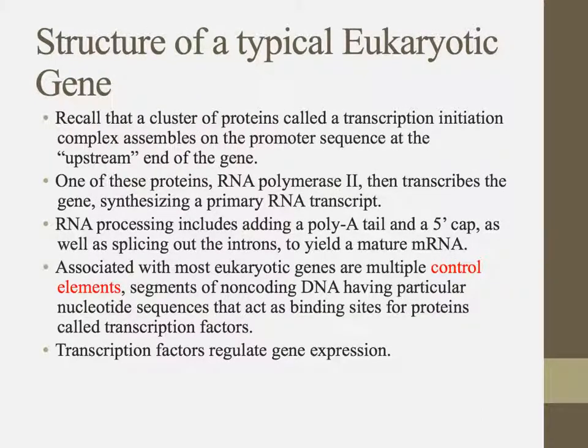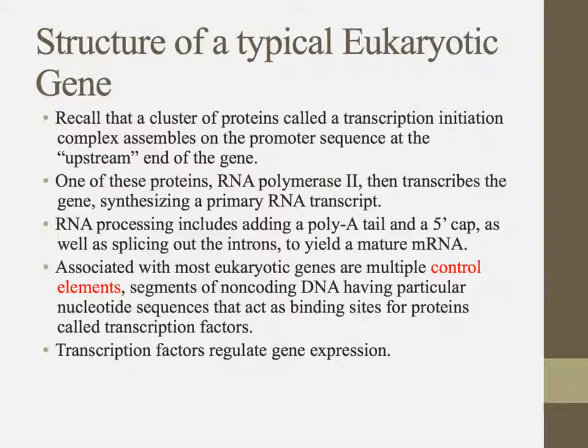I'm going to do a little bit of review of chapter 14 here and talk about the structure of a typical eukaryotic gene because it's very important for gene expression. Remember that a cluster of proteins called a transcription initiation complex assembles on the promoter sequence at the upstream end of the gene. One of these proteins, RNA polymerase II, then transcribes the gene, synthesizing a primary RNA transcript. Then RNA processing includes the addition of a poly-A tail, a 5' cap, as well as splicing out the introns to yield a mature mRNA.